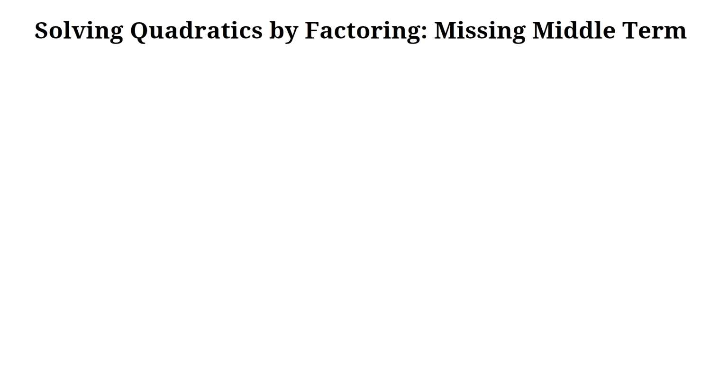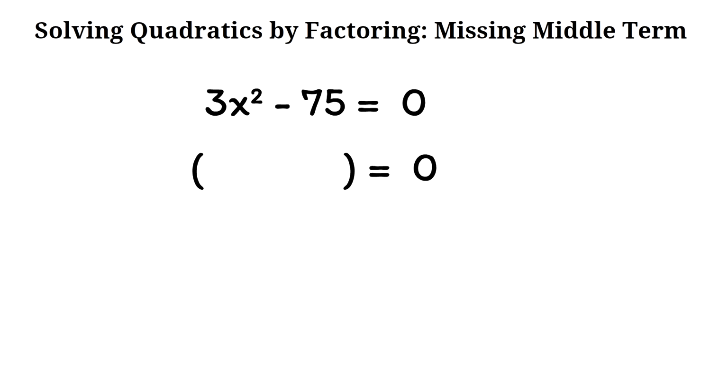Let's try another example. Solve the quadratic equation 3x squared minus 75 equals 0 by factoring. At first glance, this doesn't look like a difference of two squares because both terms are not perfect squares. So the first step is to check for a greatest common factor. Since we've already learned how to factor using the GCF, I won't go into too much detail here. If you need a refresher, please watch that part again.